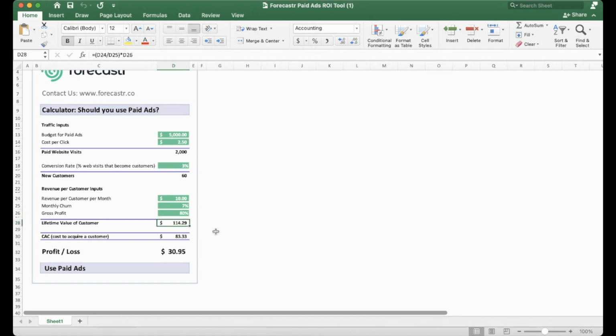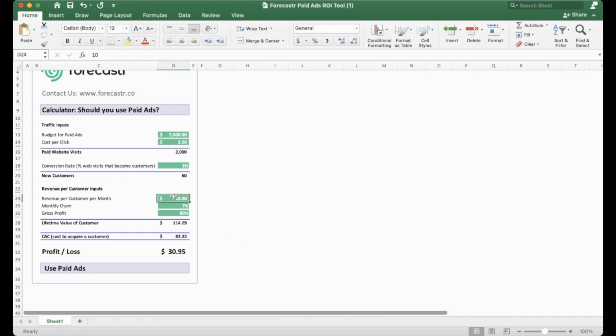What these three inputs are going to determine is the lifetime value of that customer. What this is doing is taking your revenue per customer per month and dividing that by your monthly churn, trying to determine how long you're likely to keep that customer. So in this case, if my monthly churn is 7%, then I could do 1 divided by 7%. And it's saying that essentially we keep our customers on average around 14 months before they leave us. The average customer will stick with us for around 14 months.